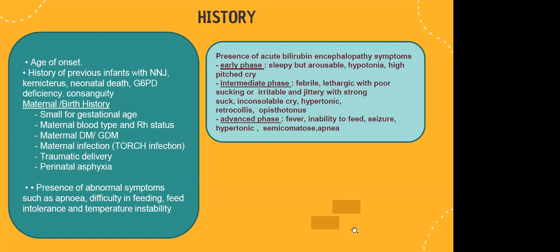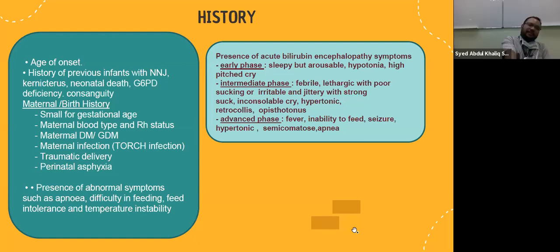For birth history and antenatal history, we will ask about prematurity, because the incidence of hyperbilirubinemia increases with prematurity, maternal blood group and rhesus status, maternal diabetes mellitus and gestational diabetes mellitus, whether the mother had infection or not, TORCH infection, traumatic delivery, or perinatal asphyxia. And others, we could ask if there are any abnormal symptoms in the current baby, such as apnea, difficulty feeding, and feed intolerance.